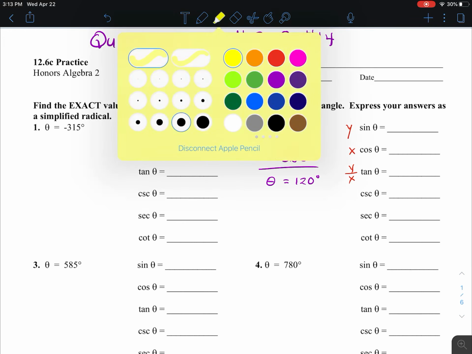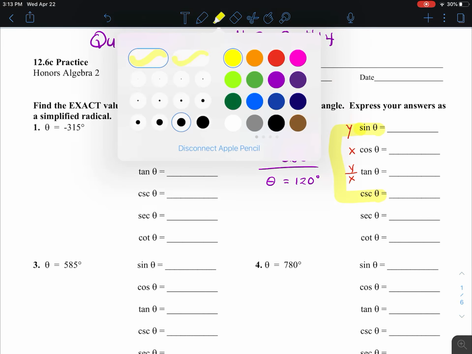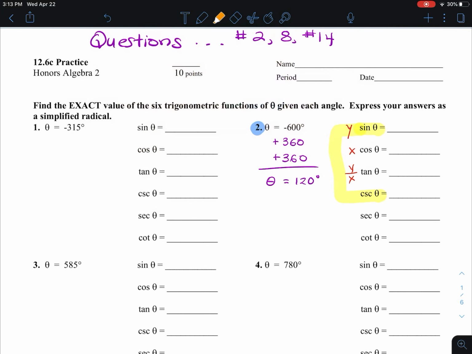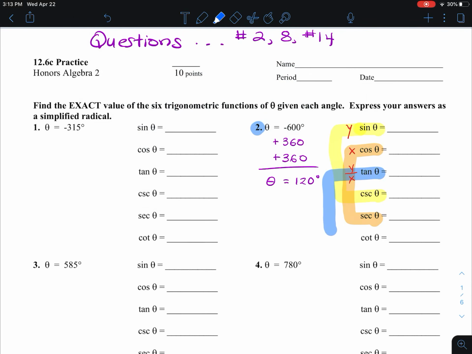The other piece you want to be comfortable with, and I'm just going to color code to make this easier, is the reciprocal trig functions to each of these. We know cosecant goes with sine, secant goes with cosine, and then obviously tangent and cotangent go together.